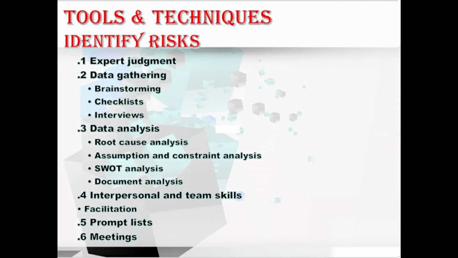Moving to the interviews. In this, the individual project risk and the sources of overall project risk can be identified by interviewing experienced project participants and also the stakeholders and also some SMEs, that is subject matter experts. Hope you understood how the data gathering techniques plays a key role here. Moving to the next technique, that is data analysis technique, which includes the root cause analysis, assumptions and constraints analysis, SWOT analysis, and the document analysis.